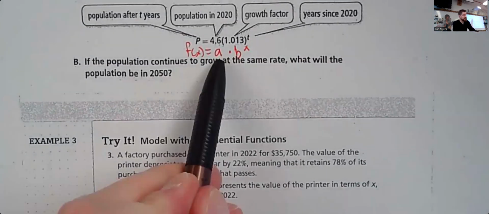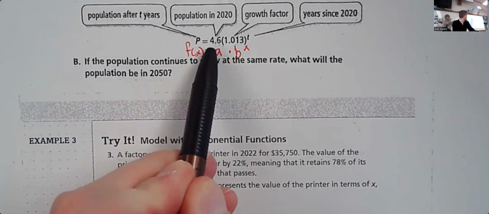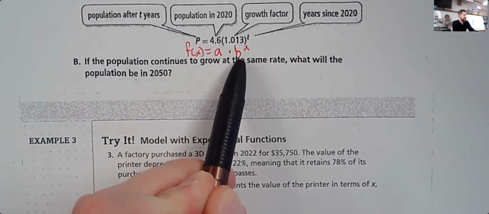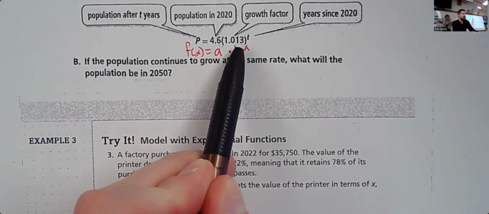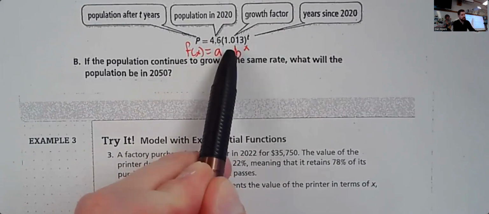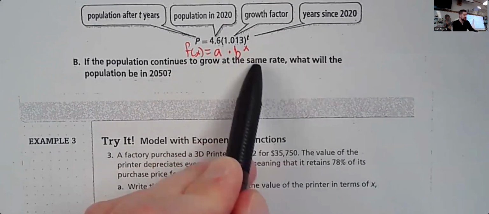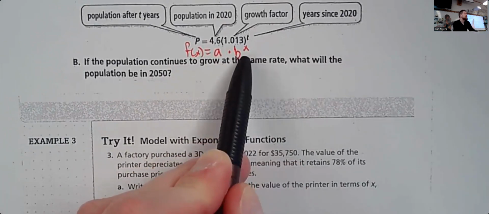So a is the population that we started with. Our growth factor, because it's growing, that means the number has to be greater than 1. If it was a decay factor, this number would be less than 1, but still greater than 0. And then t is the number of years since 2020. That's our exponent x.